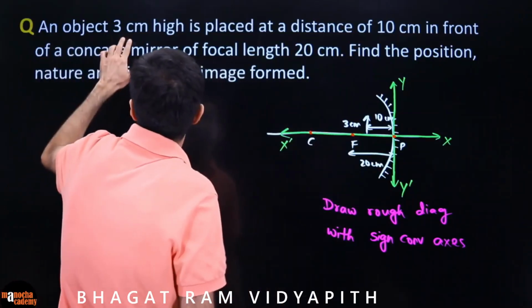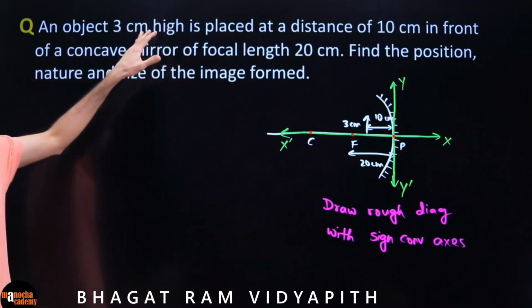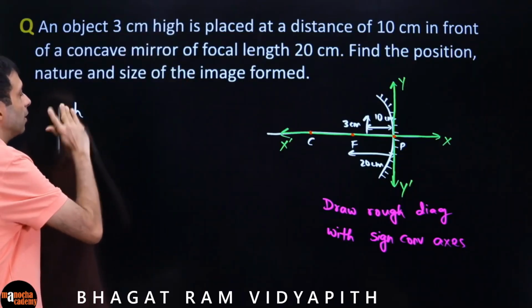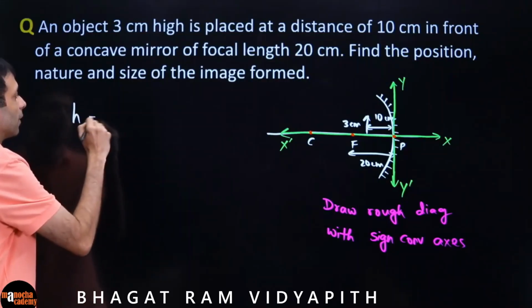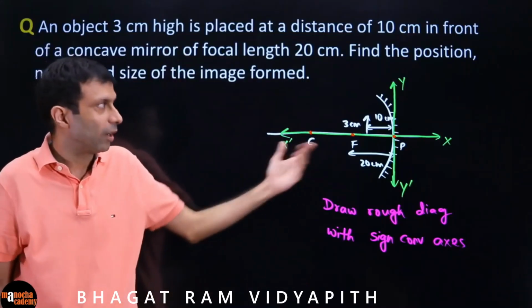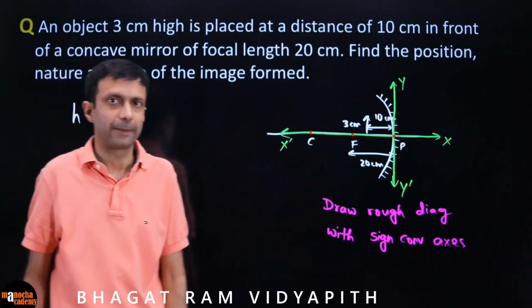So what is given to us? Object 3 centimeters high. So everything you're reading, you note it down in your data. So object height, we'll denote it with capital H. It says 3 centimeters. Should I take it positive or negative? Based on our rough diagram, what should I take? Positive height or negative height? What do you guys think?